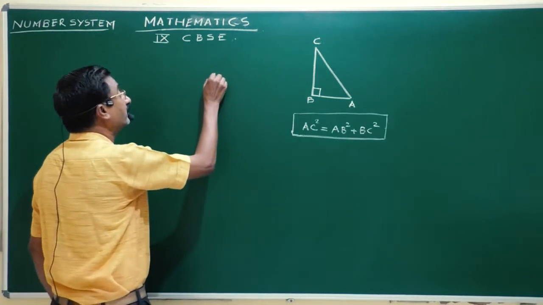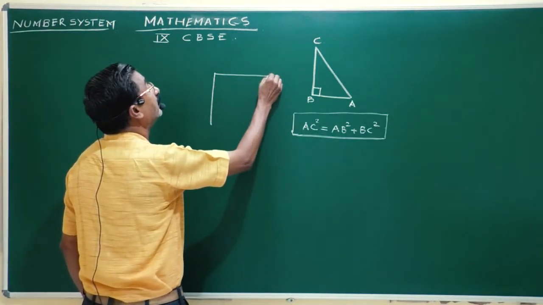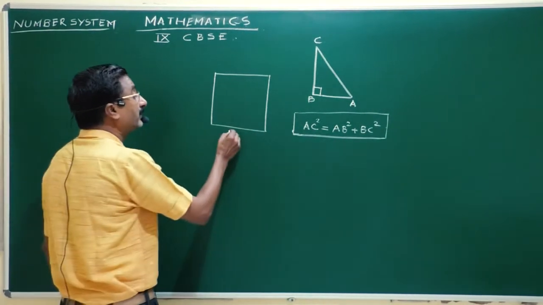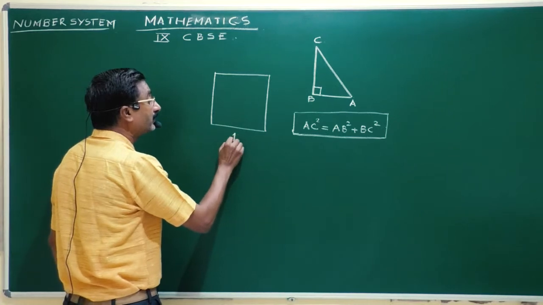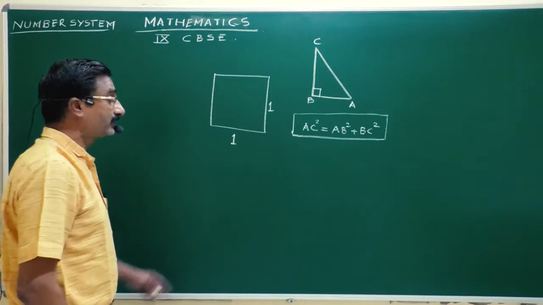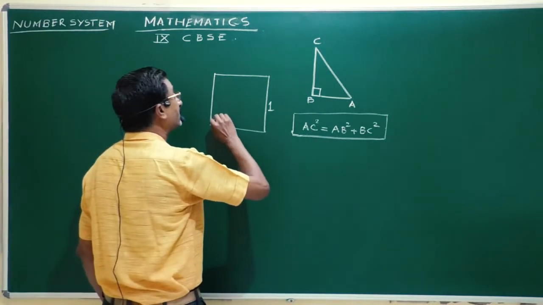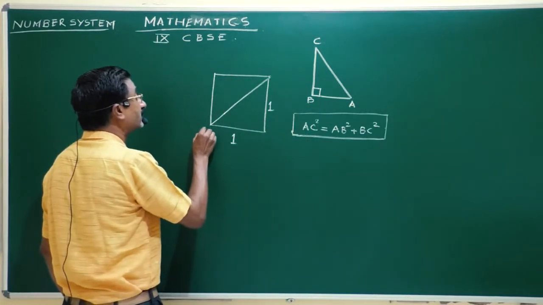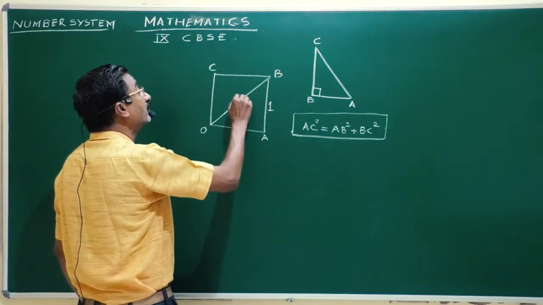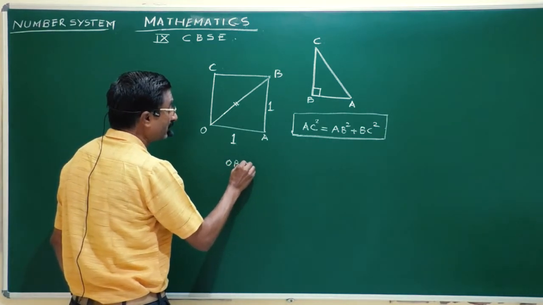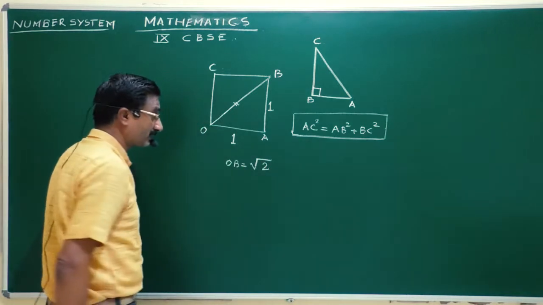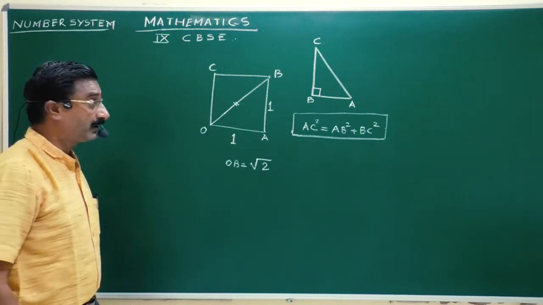Now, how did they find the value of under root 2? They found that the two sides of the square are of unit length, that is 1 and 1. If they join this, say this is O, A, B, C, then this OB length is equal to under root 2, which is an irrational number. Yesterday we discussed, OB is equal to under root 2.